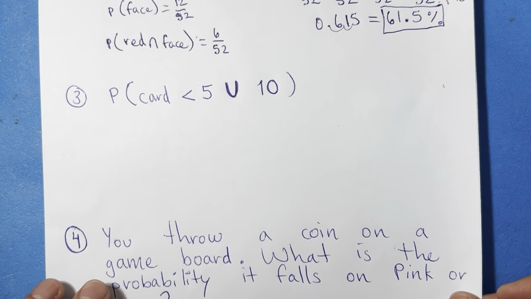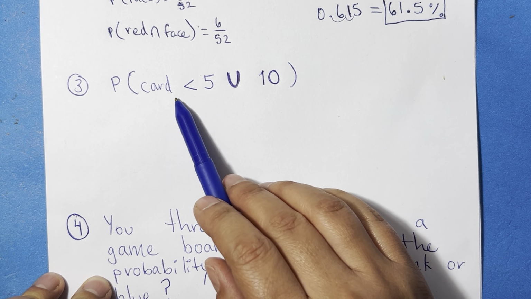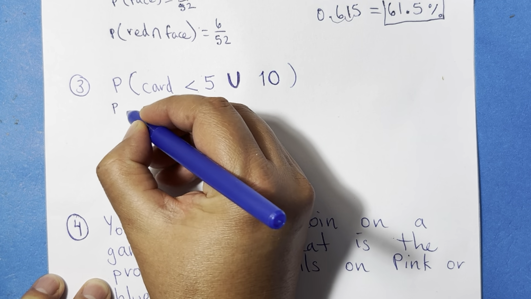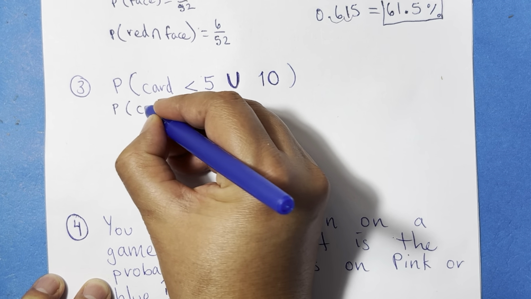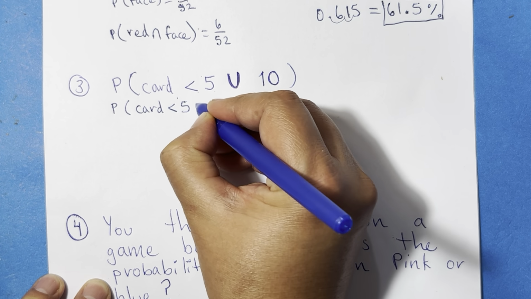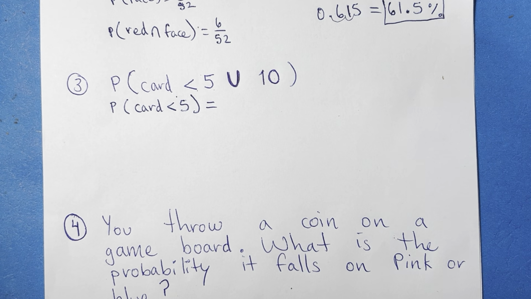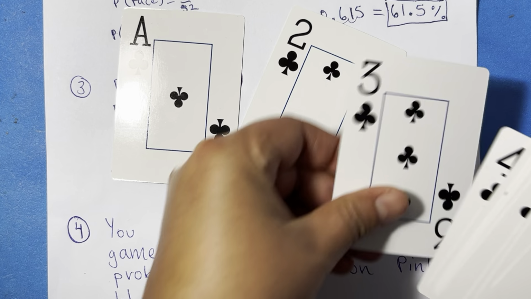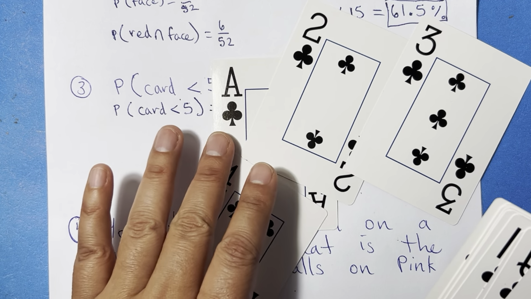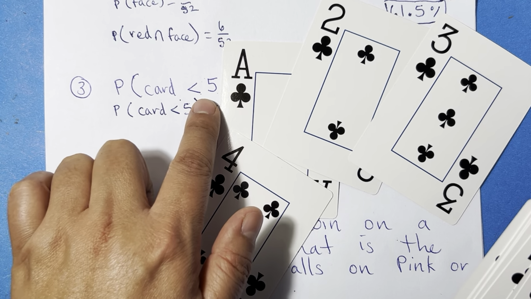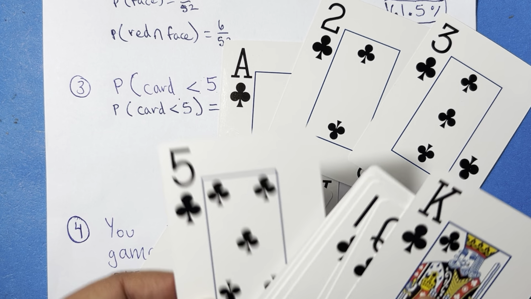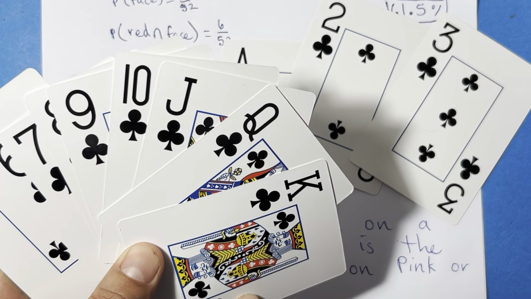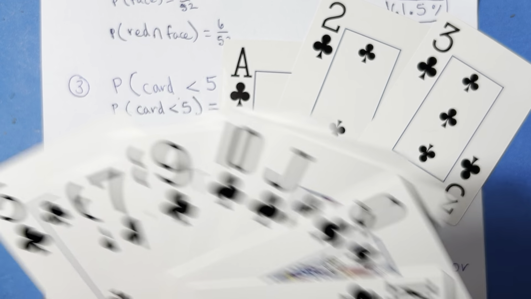Okay, for the next one, it says the probability that you get a card less than 5 or a 10. So what is the probability that you will get a card that is less than 5? Well, in any of the figures, you can get a 1, a 2, a 3, a 4. The 5 is not included because it says less than 5, not equal to 5. Okay, so that's not included. And all of the other ones, the value will be greater than 5.